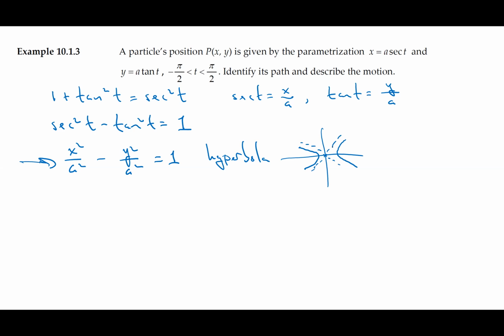Now, I can't plug in negative pi halves, right? Because tangent and secant, for that matter, are undefined. But how about negative pi fourths? So at negative pi fourths, I get an x coordinate. Well, what's cosine of negative pi fourths? Well, it's root 2 over 2. So this is going to be the reciprocal of that, right? 2 over root 2, which is just root 2. And y will be negative 1. And so that's down here somewhere.